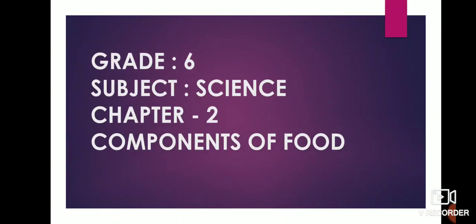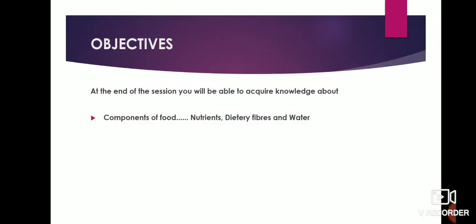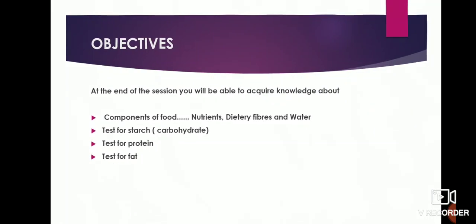Grade 6, Subject Science, Chapter 2, Components of Food, Module 1. Objectives. At the end of the session, you will be able to acquire knowledge about components of food, nutrients, dietary fibers and water, test for starch or carbohydrate, test for protein and test for fat. Let's move.